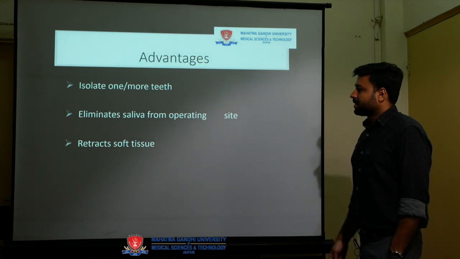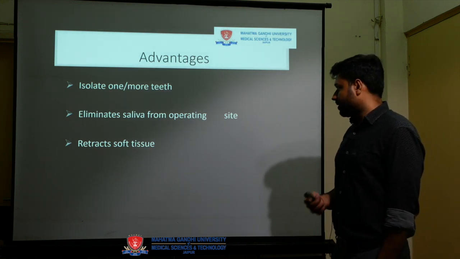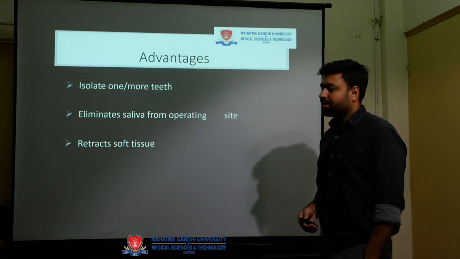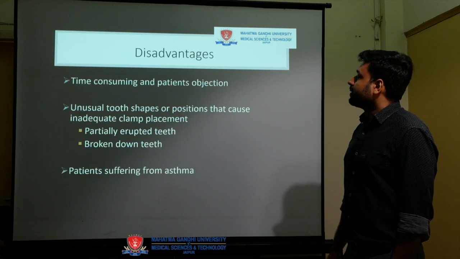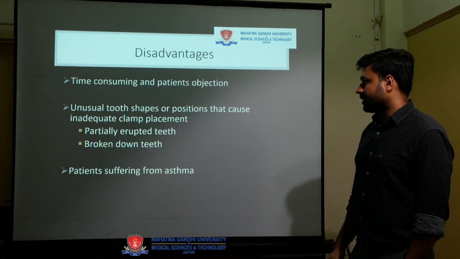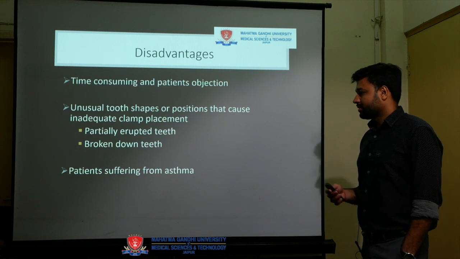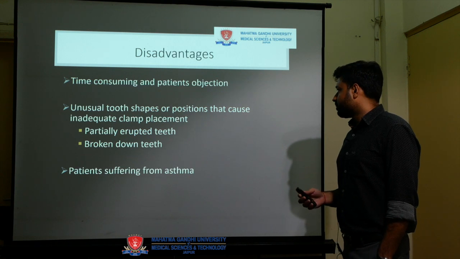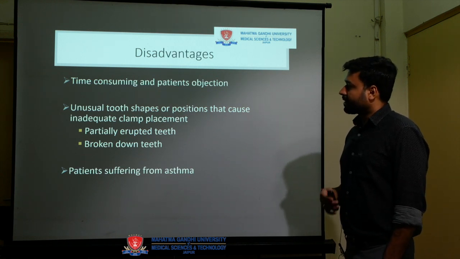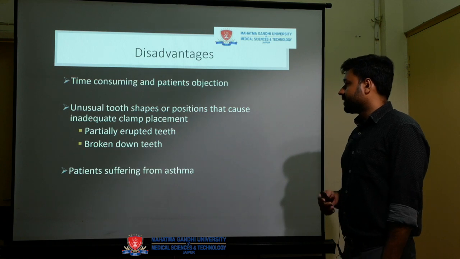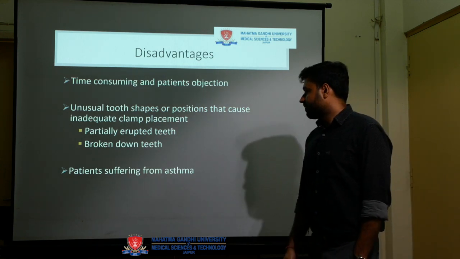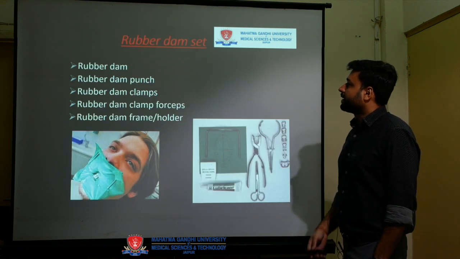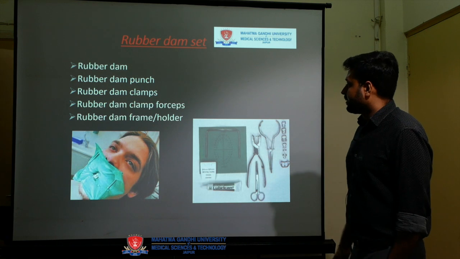There are certain advantages of this rubber dam. It can isolate one or more teeth very nicely, it eliminates saliva from the operating site, and it retracts the soft tissues very nicely. And there are certain drawbacks because it is a lengthy and time consuming process, so patient objection may occur. Unusual tooth shapes or positions cause inadequate clamp placement, as with partially erupted or broken down teeth. And in a patient suffering from asthma, you cannot close the patient's mouth with a rubber dam.